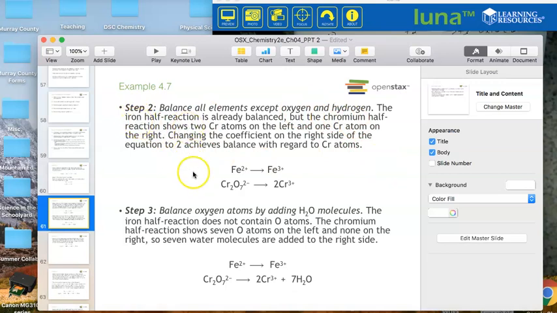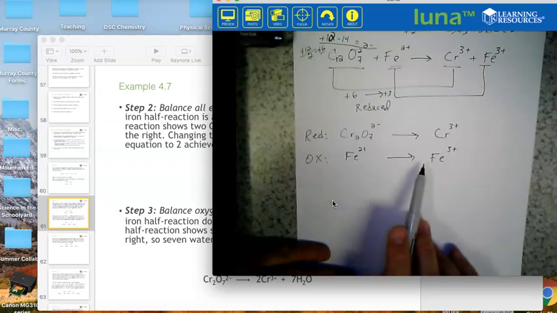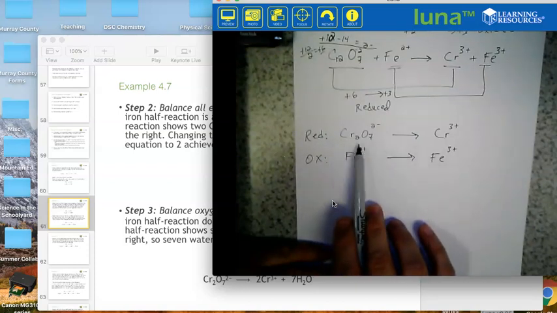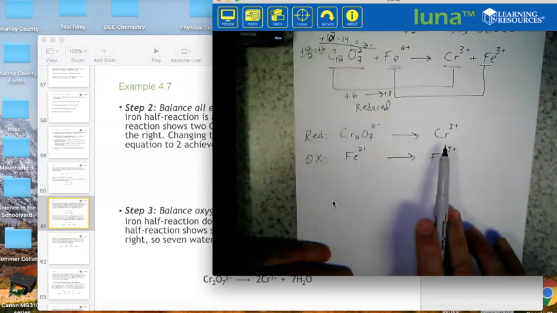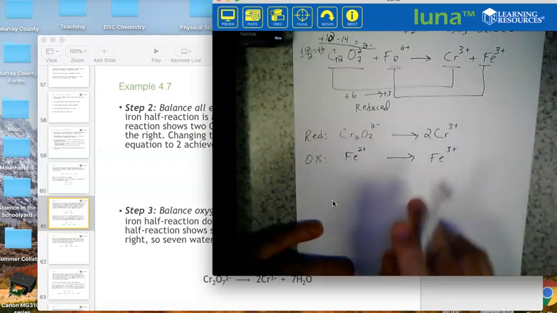Iron, the half reaction is already balanced here. So for chromium, remembering how to balance chemical reactions, we're just looking at the number of irons on both sides. We have 1 on both sides. Here we have 2 chromium atoms, and we only have 1 there. So I need to put a 2 there to balance out the chromium.